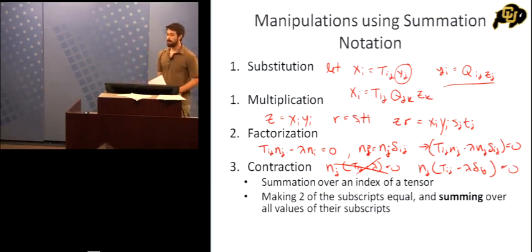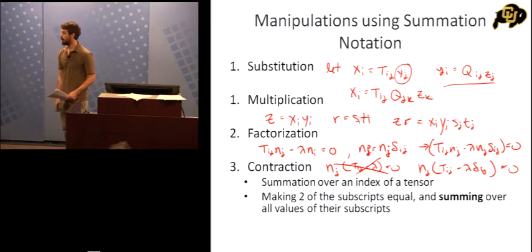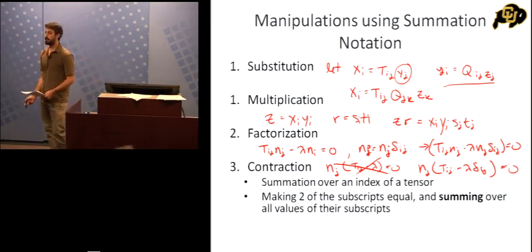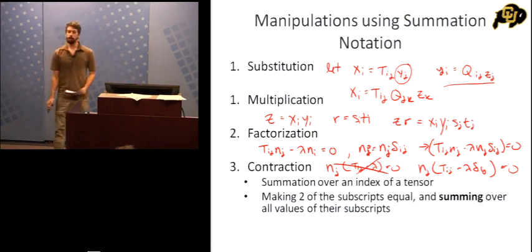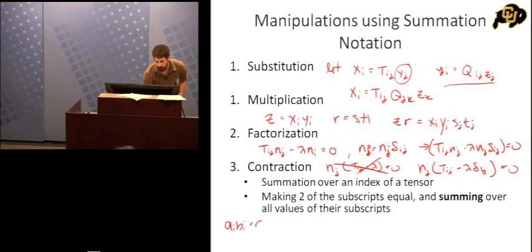Now, contraction. I kept using the word contraction today, probably because I was writing the notes for this and kept thinking about it myself that way. We haven't talked about it yet, but all it is is summation over an index of a tensor. So when we did the dot product and we ended up with just a scalar, that is a form of contraction because we're summing on an index of a tensor, and a vector is a tensor.